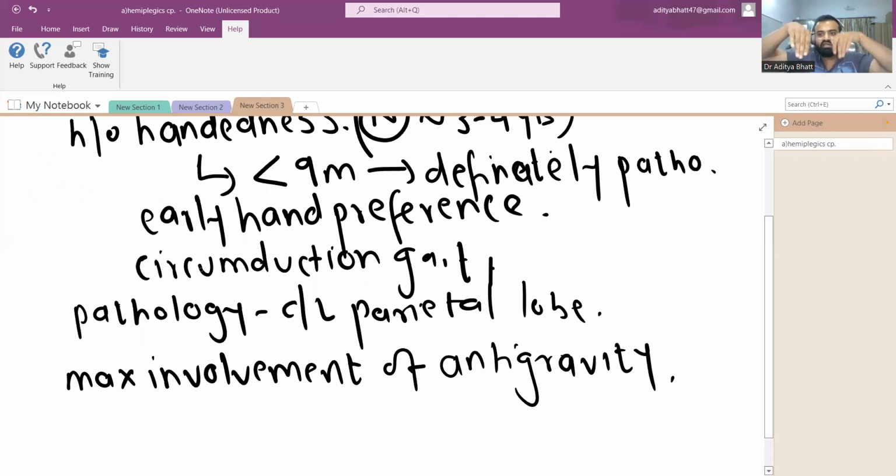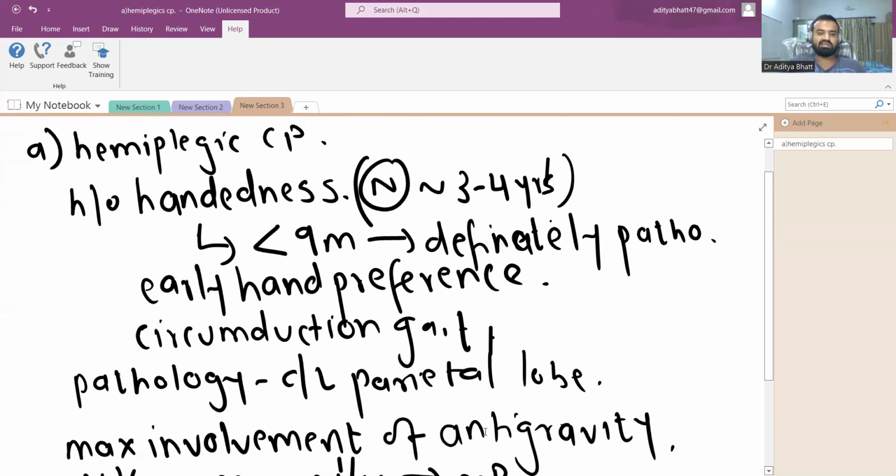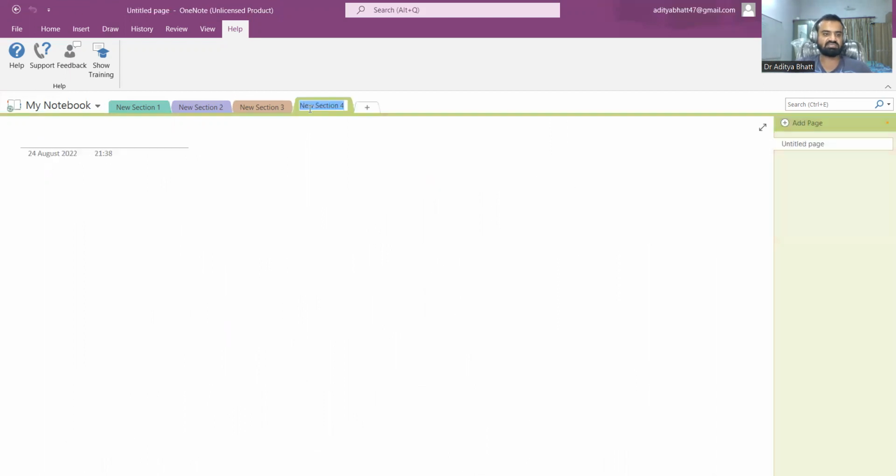So the circumduction gait along with the tiptoe movement, and around 1/3 of the patients have seizures, and 1/4 of the patients are mentally retarded. So this is one of the less severe forms of cerebral palsy, and here we have 3/4 of patients with normal IQ or falling within the normal range. So this is the first type of CP, and it occurs due to perinatal stroke, due to damage to the contralateral parietal lobe. One side of the body is involved. So that is hemiplegic CP.